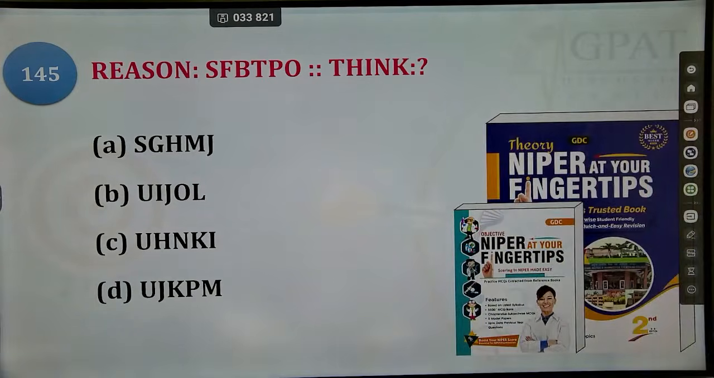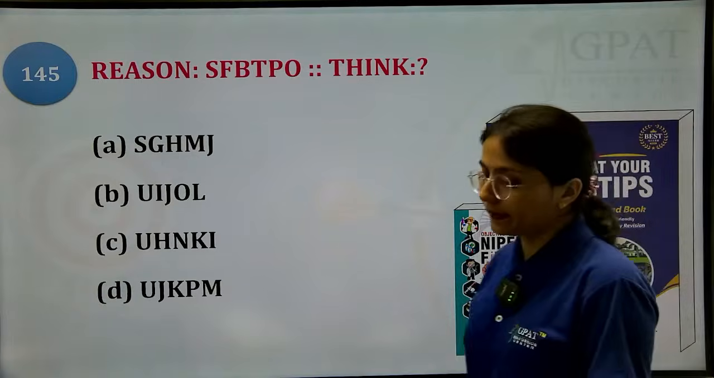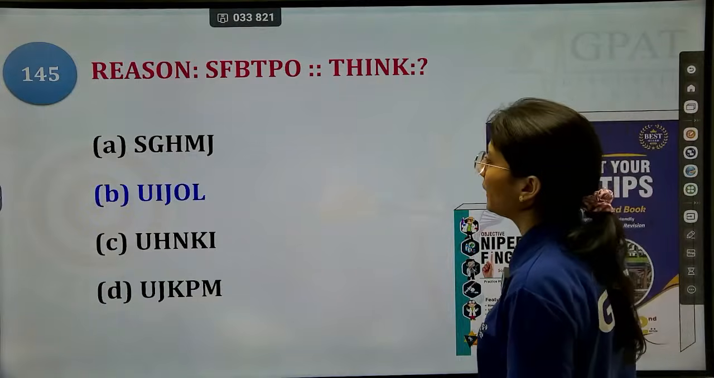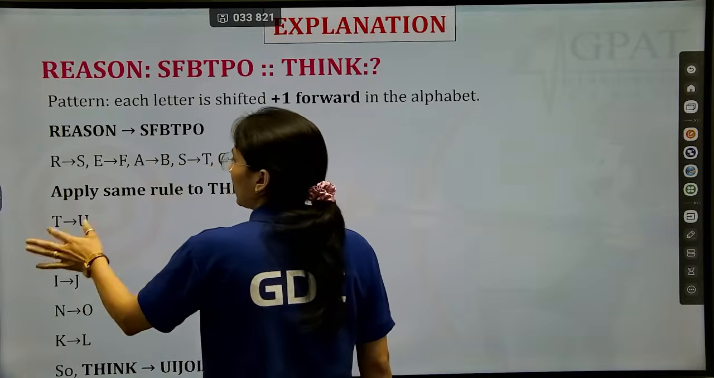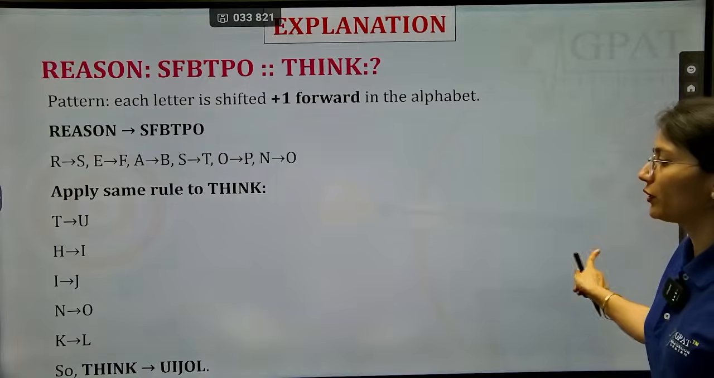So if you see reason, SFBT PO, and think is what? That is THINK. So what will you get? That is UIJOL. So RSEFABSTOP. Similarly, GPASJ, you will get UGSJ.